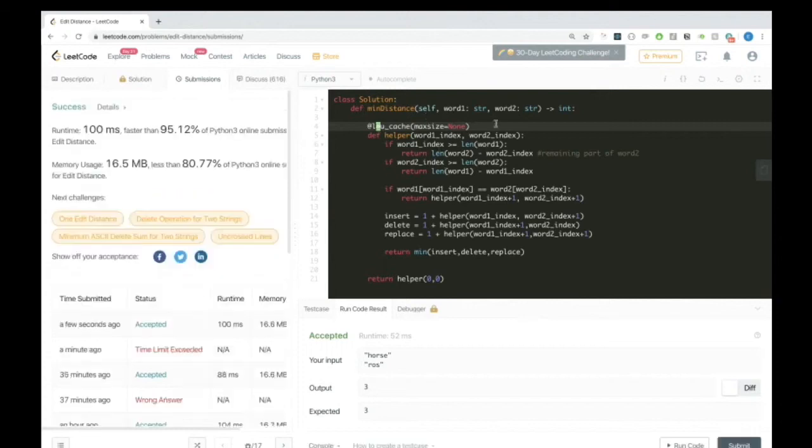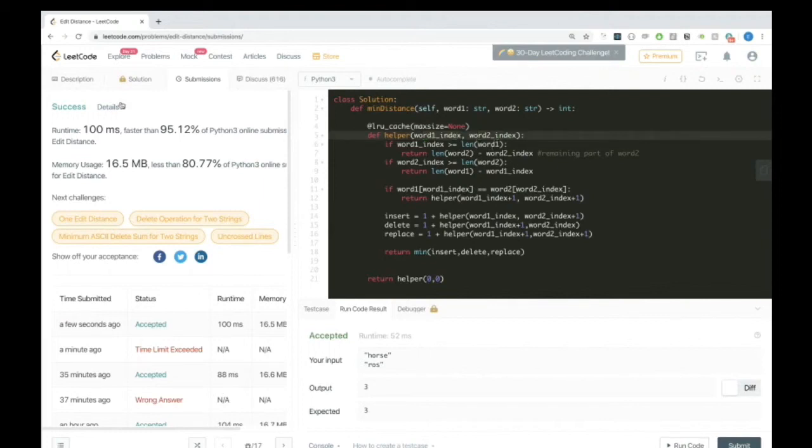I don't want to write, because we're short on time, passing in a memo argument here and then checking to see if it exists. A memo is just a fancy dictionary where you store pre-computed results. So I don't want to write that all down, so I just use the LRU cache and set the max size equals none. So every time we call the helper with the same index pointers, it's going to use the pre-computed cache result instead of trying to recompute it again and again.